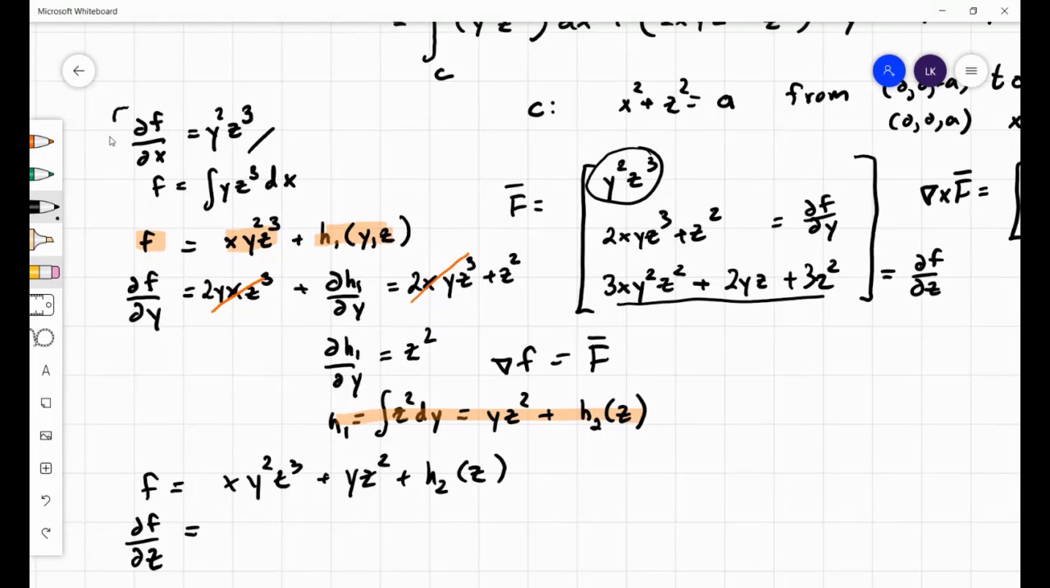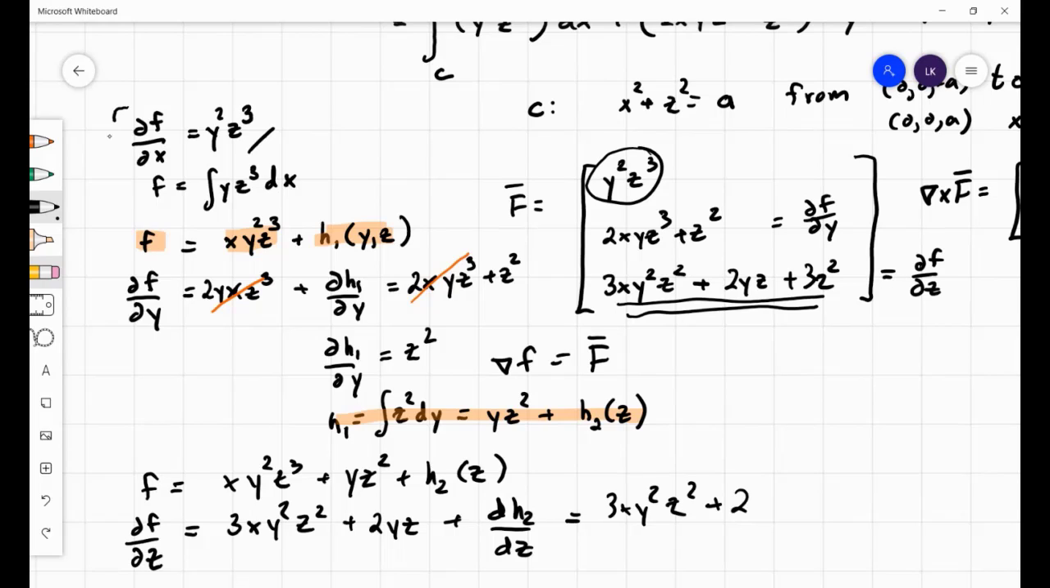So differentiating with respect to z. And this is the derivative of h2 with respect to z. I don't have to use partial derivative notation because h2 is just a function of one variable. So that should be equal to the third component of our vector field. And again, we should only have a function of z remaining after all the cancellations. Otherwise, we did something wrong.